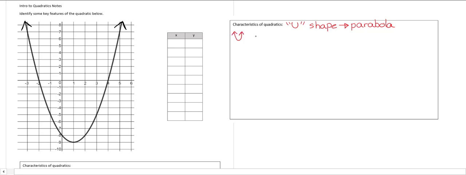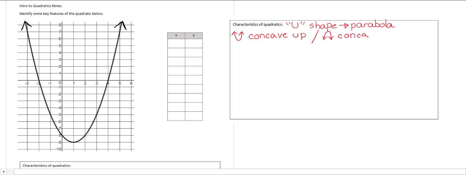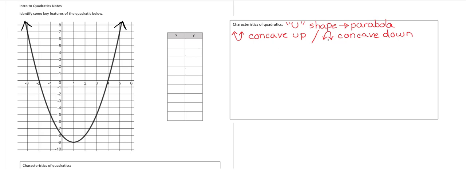When the arrows are pointing up, we say that this graph is concave up. Concave just means curvy. You might have heard the word concave before. We use it just again to describe this round shape. So we say it's concave up when the arrows at the end are pointing up, but this parabola also can be flipped upside down and that U can kind of be pointing downwards. That's what we say that parabola is concave down.